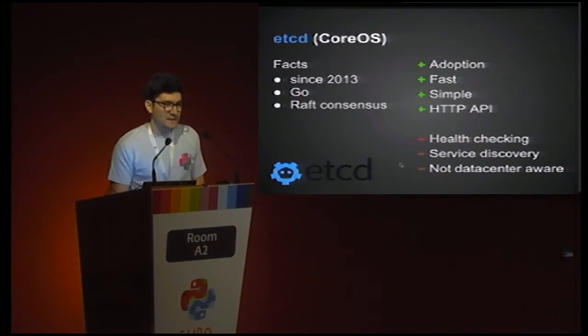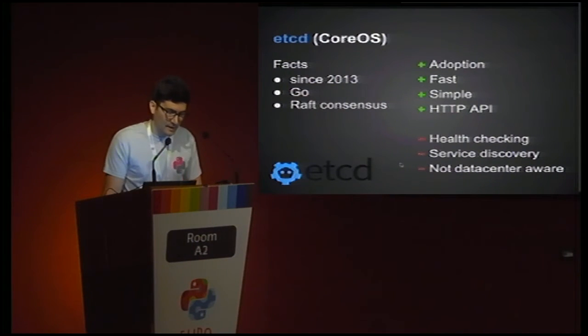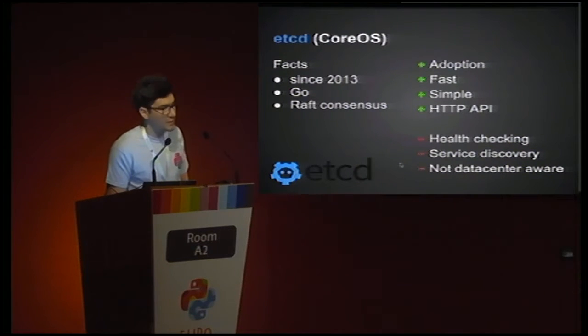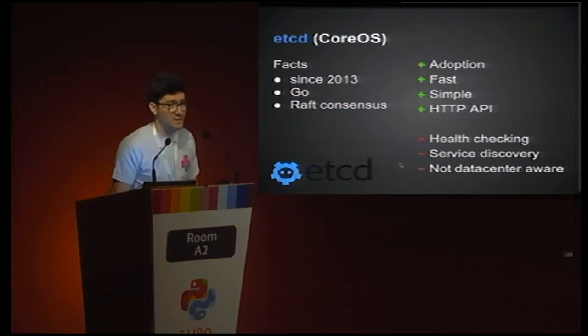Now you have etcd. etcd is from the CoreOS guys. It's a pretty recent project. It's written in Go. It uses the Raft consensus, which is pretty robust. It has a good adoption. It's used on many bigger projects like Kubernetes. And it provides an HTTP API to do all the queries and registration stuff. It's pretty simple, really simple to implement and configure.